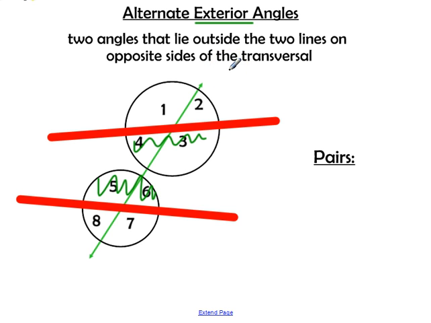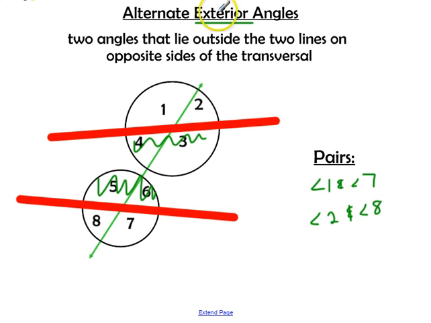In our rule from before, you have to take one angle from each circle to make a pair. So 1 is on the left side, 7 is on the right side of the transversal. They're in opposite circles, and they're both outside of the red lines. So angle 1 and angle 7 are alternate exterior angles. Likewise, angle 2 and angle 8 are alternate exterior angles.